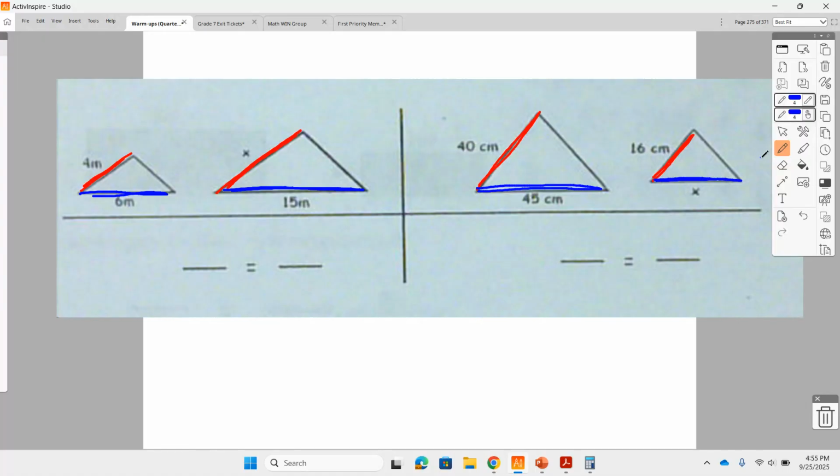So you basically can set up a proportion. You can relate the red to the blue. So it's kind of like putting colors in order. So red to blue. So we could say 4 over 6 is equal to x over 15, and cross multiply. Okay, see if you can set up a proportion for this one with red to blue.